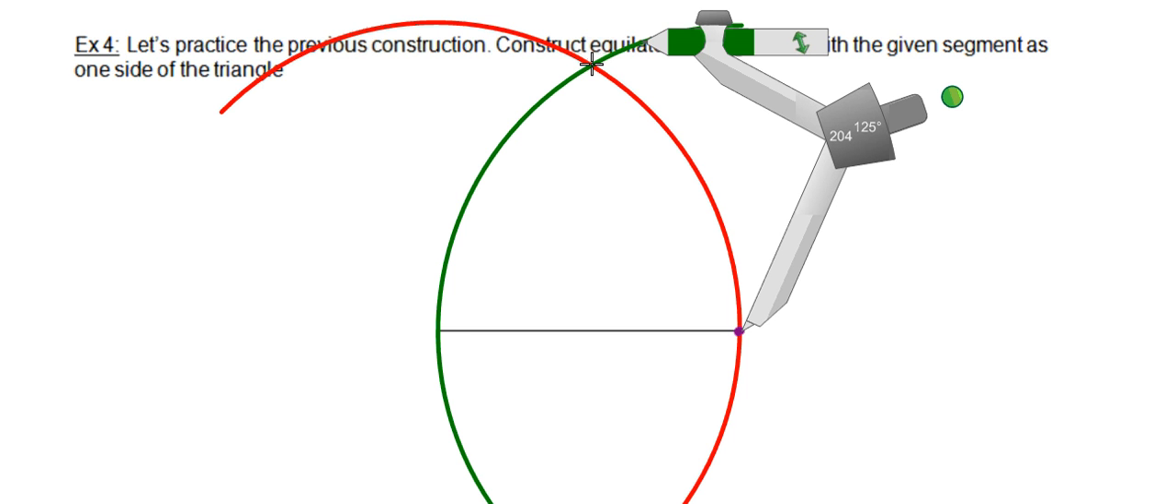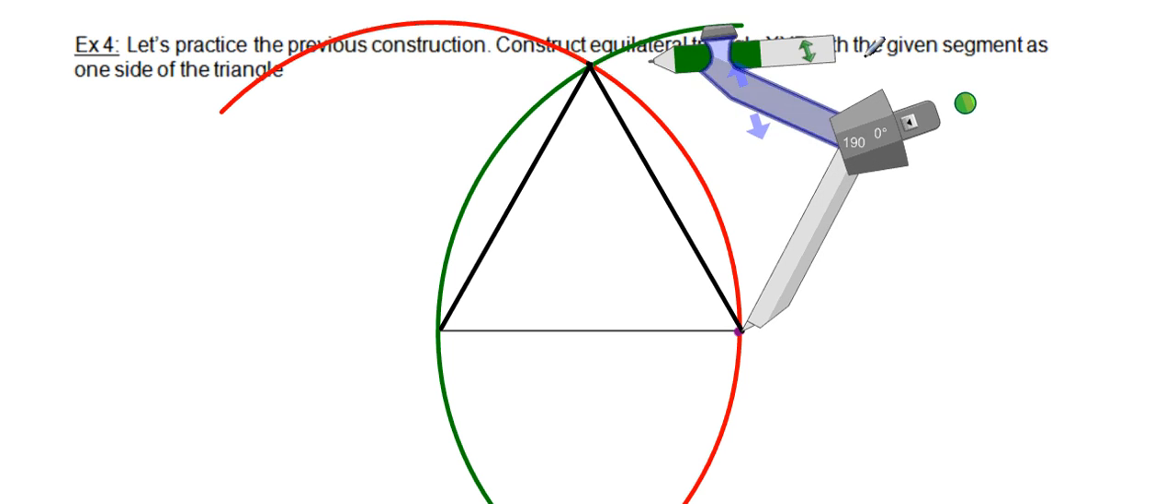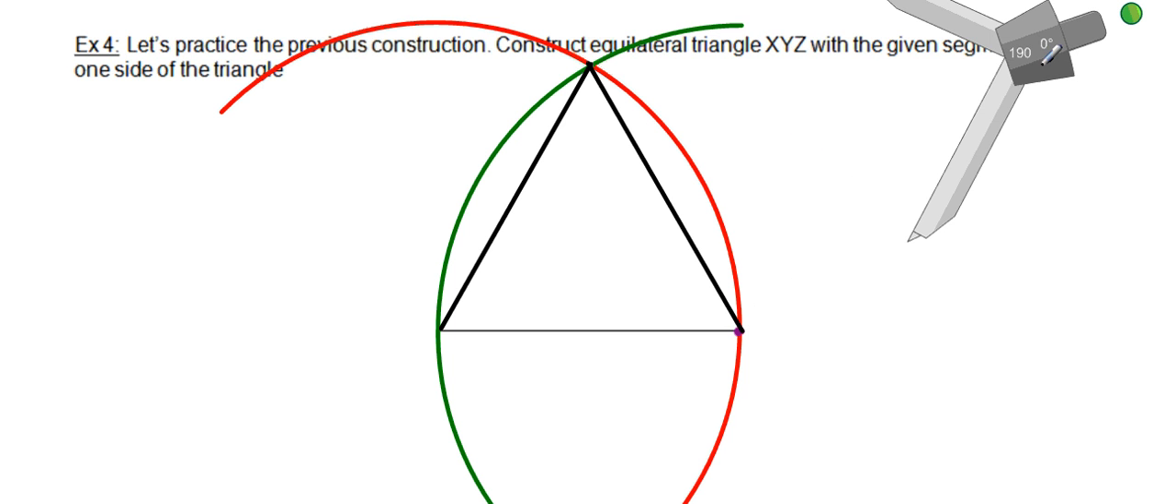Now that I know where these two intersect, I'll go ahead and put my other two sides of my triangle in there. I'll get that compass out of the way. And now I can go ahead and label this triangle XYZ. All right, so there's the equilateral triangle. That one, again, a very popular one for New York State to ask about on the Regents exam.